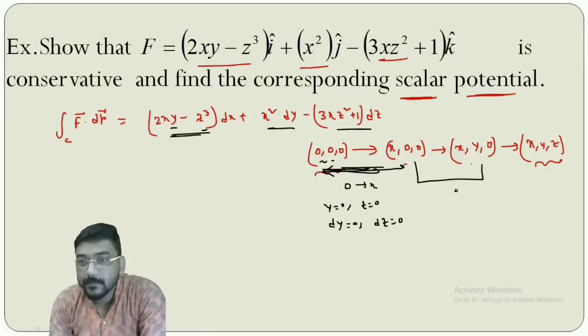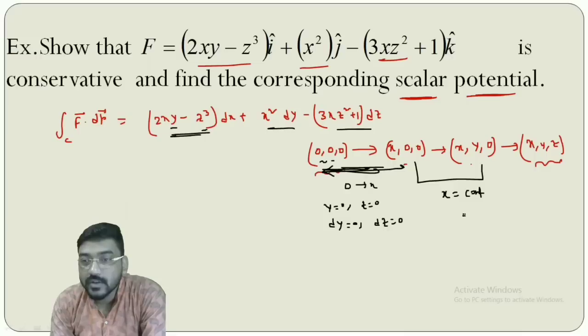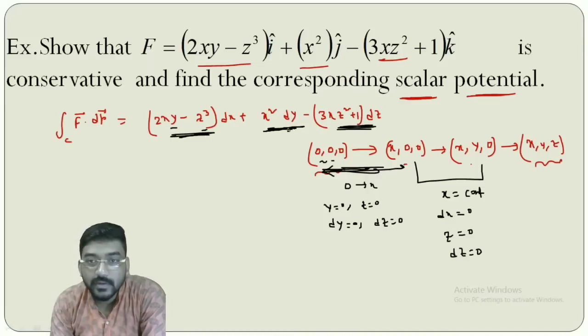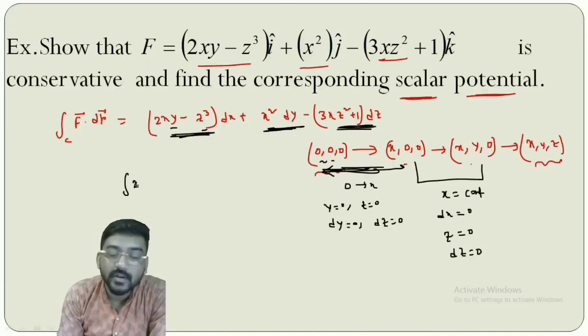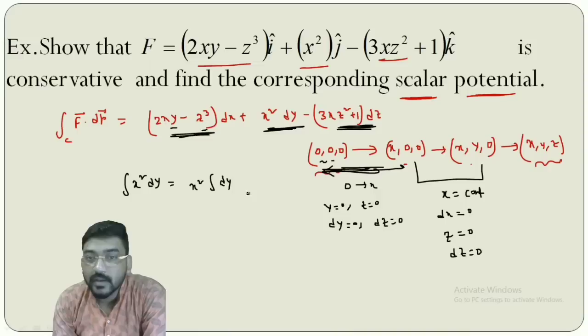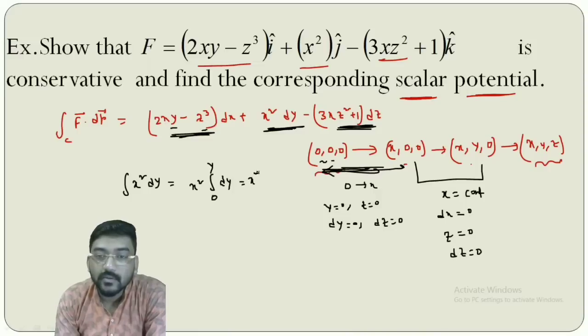And let me see for this path. For this path we can see x is equal to constant and z is equal to 0. We have x is equal to constant, that means dx is equal to 0, and z is equal to 0, that means dz will also be 0. So how can we do this integration for this path? dx is equal to 0 means this part will be 0, and dz is 0 means this part is 0. So the only surviving part will be x square dy. So the integration of x square dy, and x is constant here along this path, so it will be x square into the integration of dy, and y varies here from 0 to y, so the integration will be x square y.